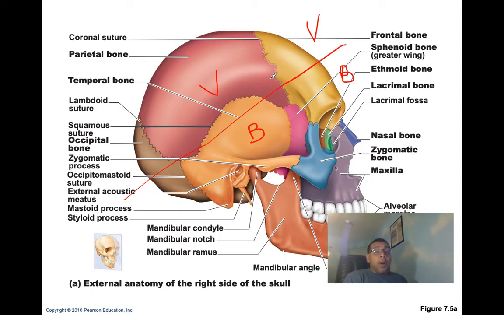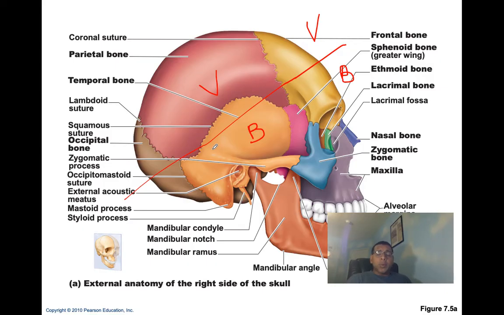Now the cranial vault, also known as the calvaria, forms, as we can see here, the superior, lateral, and posterior aspects of the skull, and here we can see the forehead. The base, also known as the floor, forms the skull's inferior aspect.